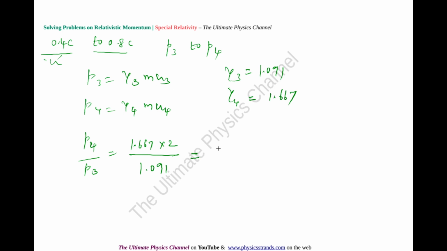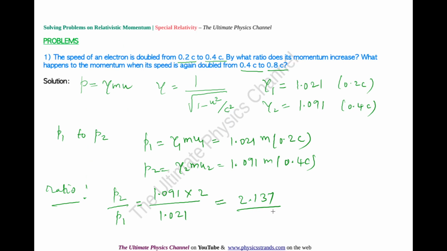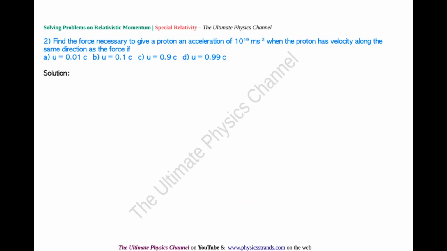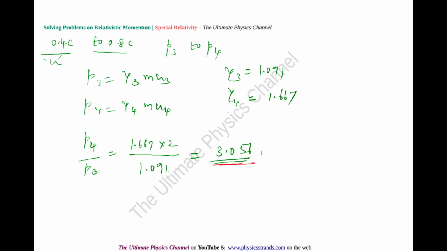And that would be 3.056. So we can clearly see that in the previous case, the momentum change was by a factor of 2.137, whereas in the present case, it is by a factor of 3.056. So as the speed increases, as we approach the speed of light, definitely this is going to increase by a larger and larger number. Right, let's move on to the next one.